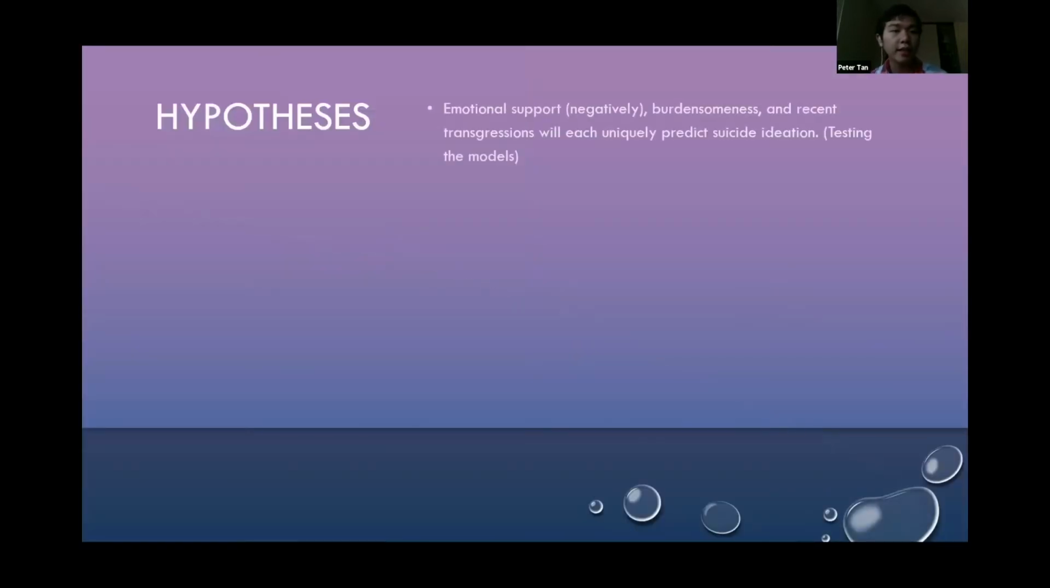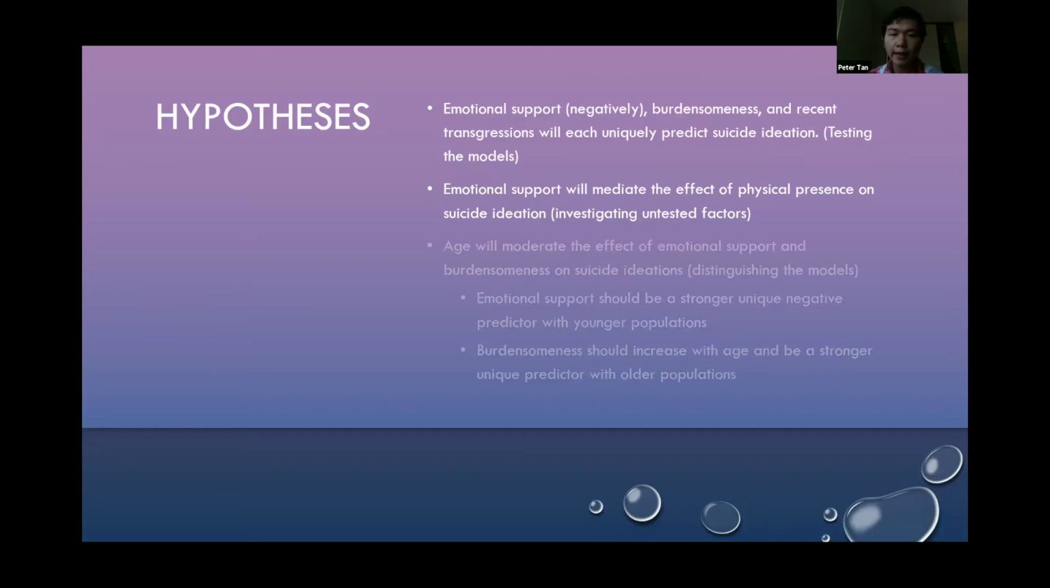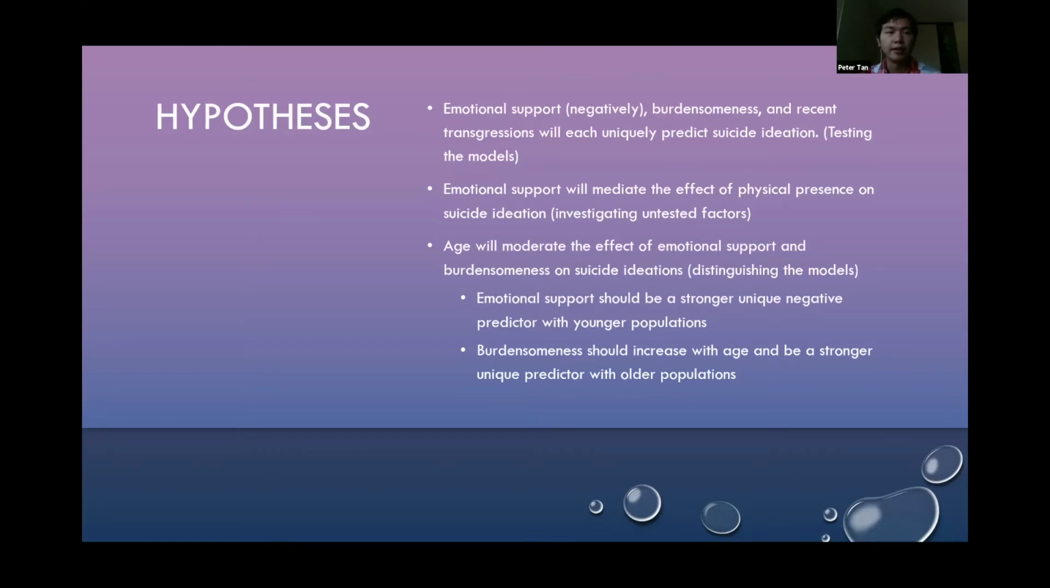So first, the first hypothesis having to do with testing the models is that emotional support, burdensomeness, and recent transgressions will each uniquely predict suicide ideation, testing each of the three models. Specifically for the bargaining model, emotional support should mediate the effect of physical presence on suicide. And distinguishing the models under different conditions, age will moderate the effect of emotional support and burdensomeness on suicide ideation, with emotional support decreasing in predictive power with age, while burdensomeness increases in predictive power with age.